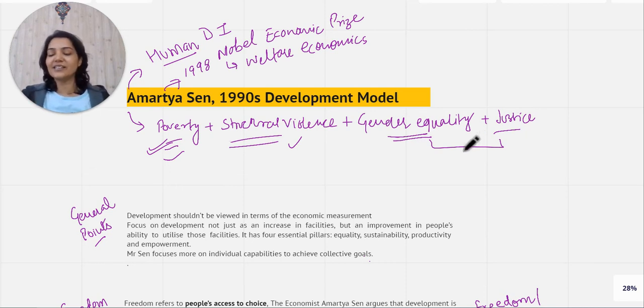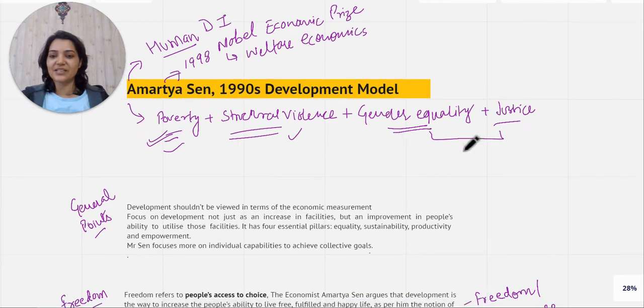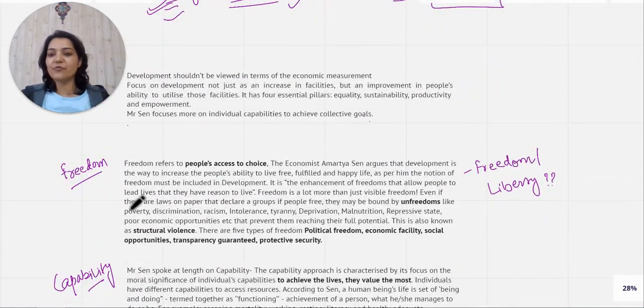So let's get started with the major thoughts of Amartya Sen. Number one thought is freedom, right? Development as Freedom was a pretty famous book. This was written after receiving the Nobel Economic Prize. So, what does Mr. Sen refer to as freedom? He says that freedom is nothing but people's access to choice. They should be able to access any choice that they want to fulfill.